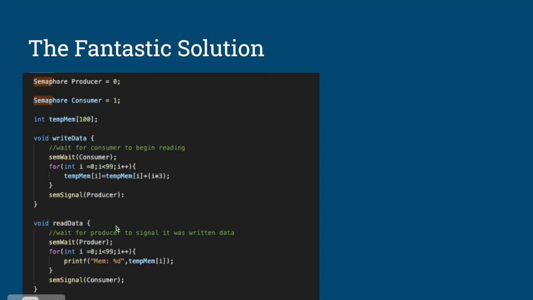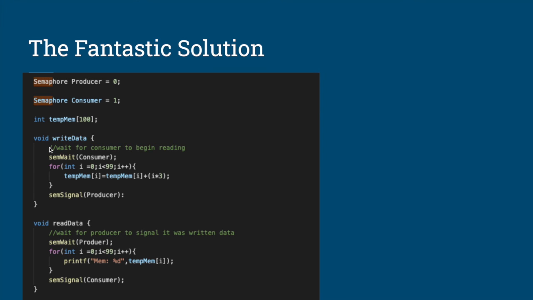Since read data, the other process, waits on this producer resource to become available to signal that it has written data, once that becomes 1 to say we're finished writing, then we can start reading and printing out each element of the shared memory that we've written to. And once we're done reading, we can send a signal to consumer again, making the resource available again. So now we can start writing again, and the whole process continues.